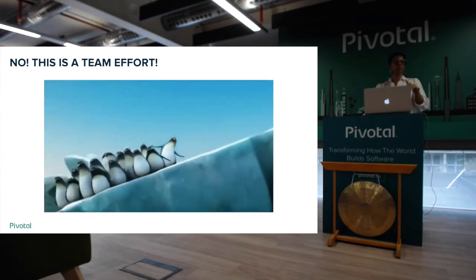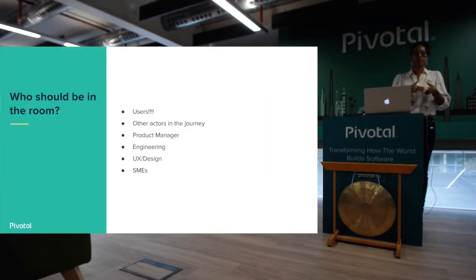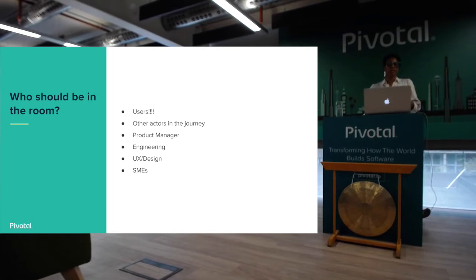But in terms of who should be in the room, if you can have users, that's great. If you can't have users, then have a proxy. Also having other actors in the journey, so besides the primary user, if you can get other people that are directly going to be affected by what you are creating or what you're mapping, it's always great to hear it directly from the source. The product manager should be there, or your analyst, however your team is set up.